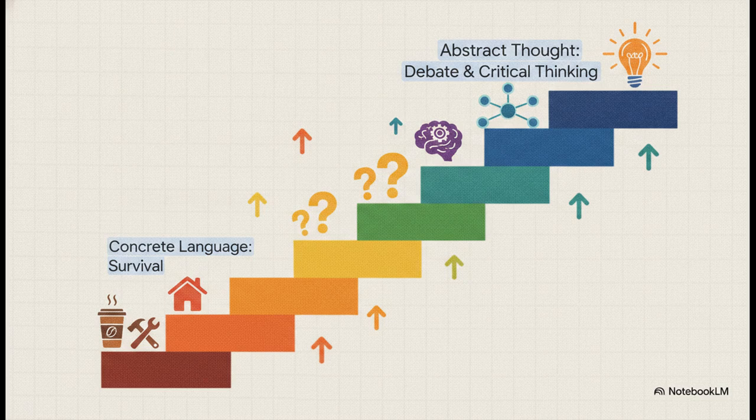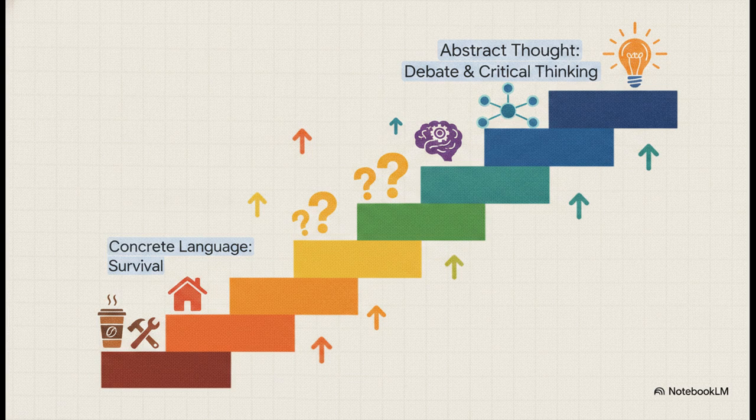But here's the catch. Scaffolding should never, ever eliminate the intellectual challenge. That is a crucial distinction. Adults need high-level cognitive engagement that connects to their real lives if we want them to stay motivated. Depending on their specific CEFR level, we need to guide them from that basic, concrete survival language all the way up to abstract debate, interpretation, and real critical thinking.